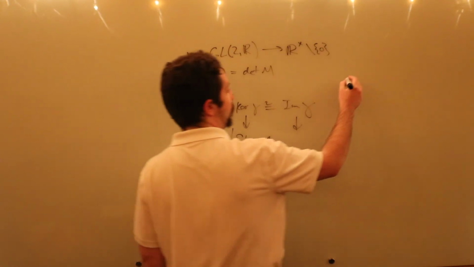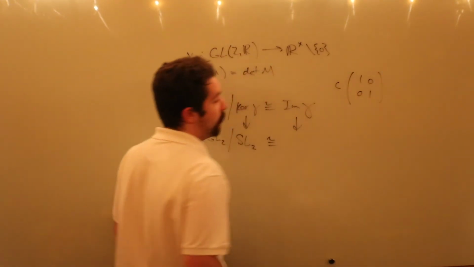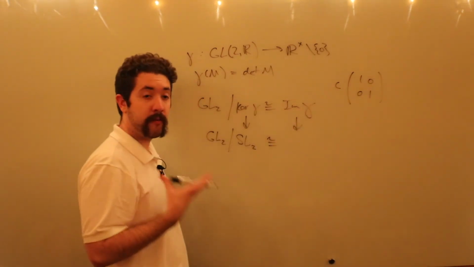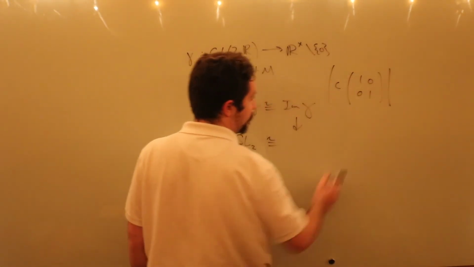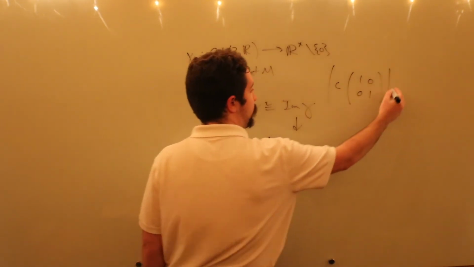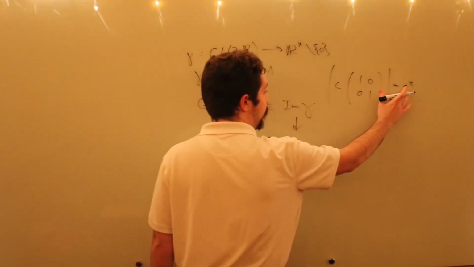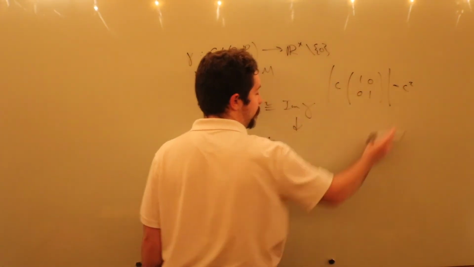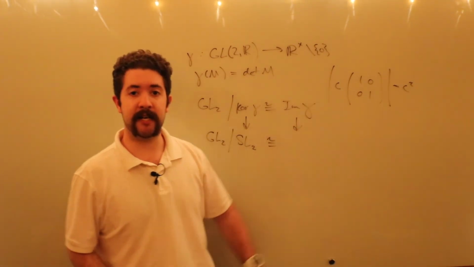Well, if we look at the identity matrix and we multiply it by some real number c, then the determinant of this matrix is going to be equal to c squared. So we can obtain any positive determinant just by scaling the identity matrix.